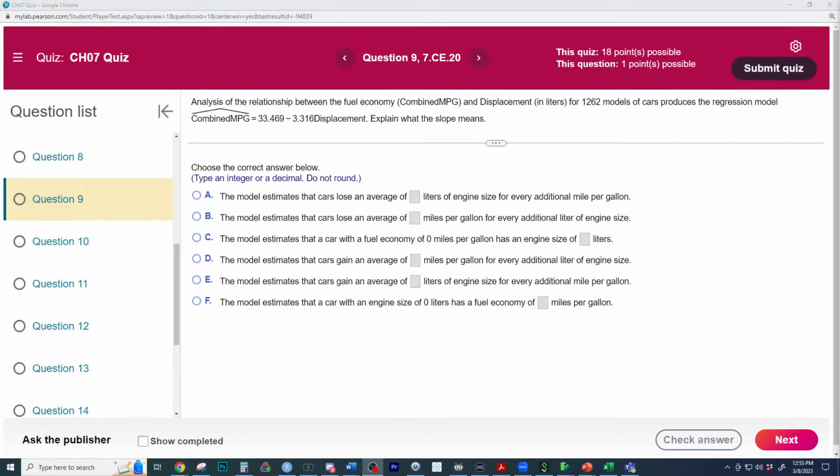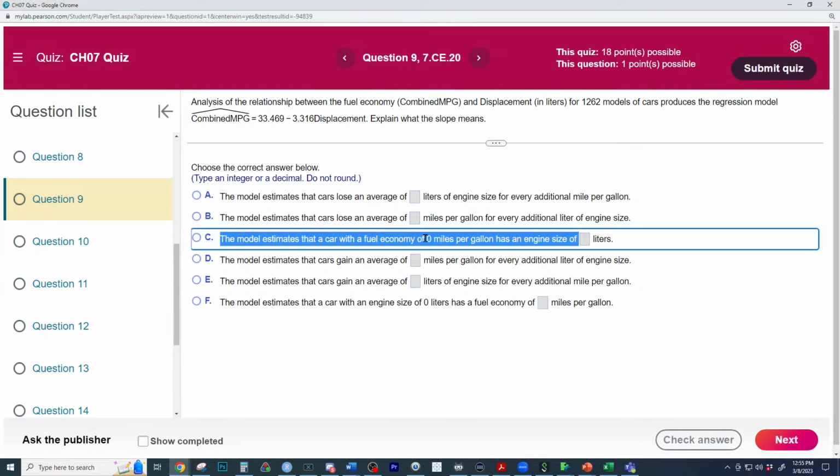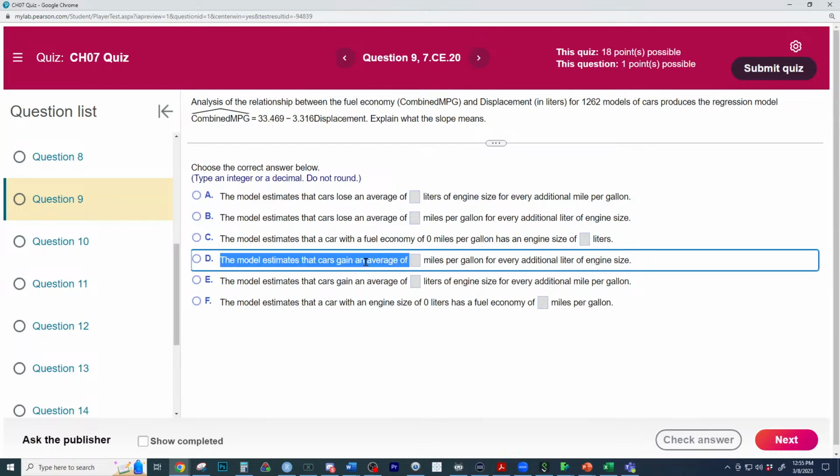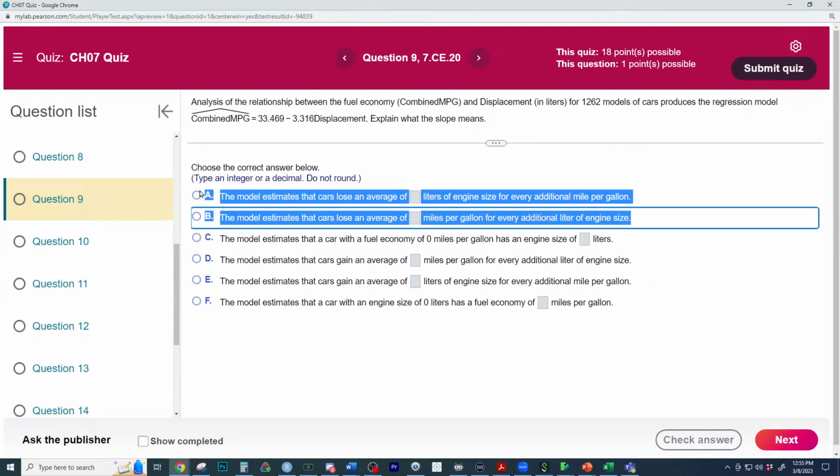So the question asks us to do what here? Sure, Jamarcus, ask away. Choose the correct answer below. Oh, it's talking about slope right here. The model estimates that cars gain. No, we need lose. Explain the slope being good because the intercept's over here with the 0, so we don't need those. Gain is going to be positive, so we can eliminate it down to these two answers right here.